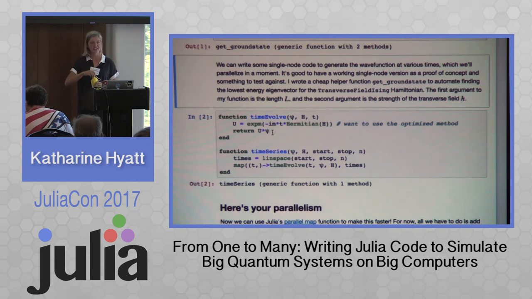And then what we can say is for each time in some series of times after the quench, we can just apply the time evolution operator to the starting state psi and some Hamiltonian h. And we can use map to do that if we'd like.